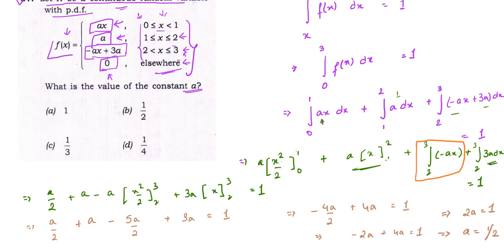So this is what we have been asked in the question, what is the value of constant a, and here we have found constant a is equal to 1 by 2. So let us check the options. In option B you can see the answer is 1 by 2, so option B is the correct answer to question number 37. So the question number 37 answer is option B.